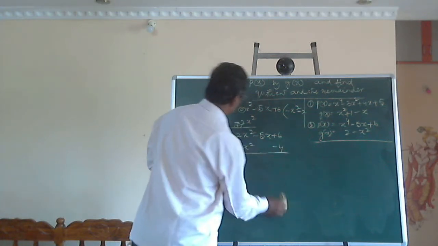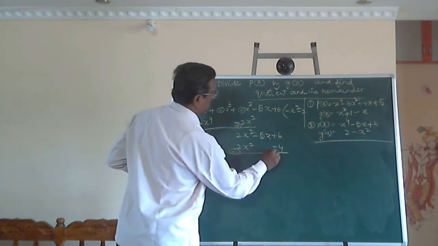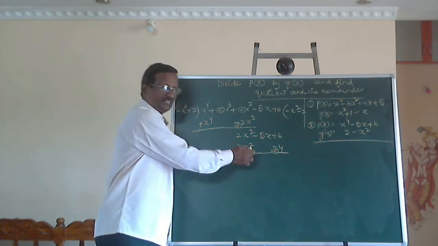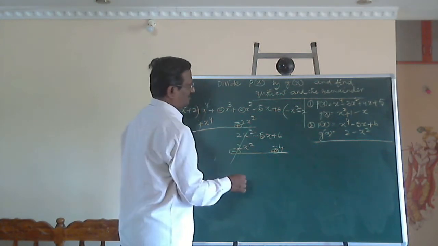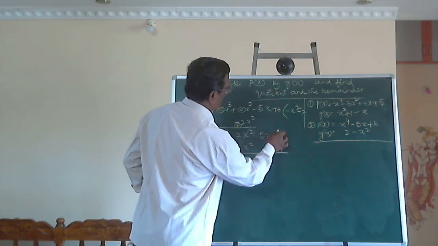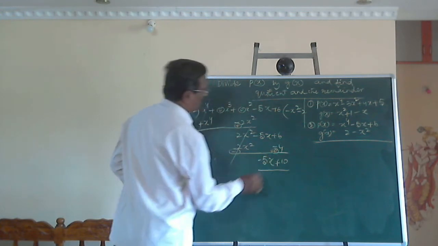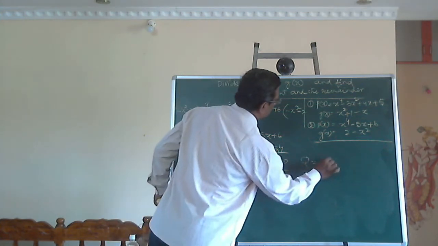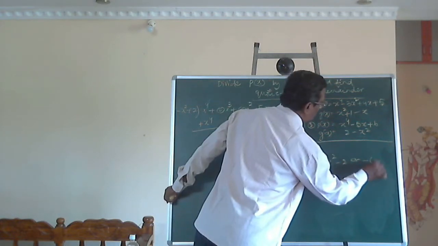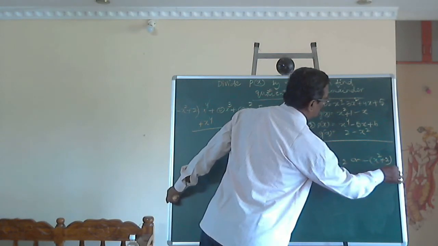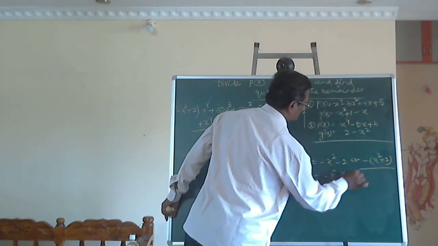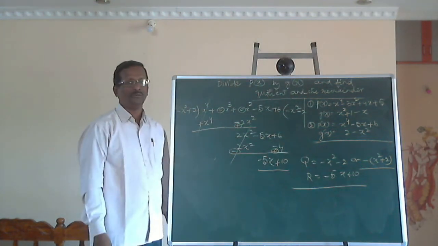Now when you do subtraction, after changing the sign, subtraction means addition with opposite sign. Change the sign and then do addition. This is getting cancelled. Minus 5x minus 0 means minus 5x. 4 plus 6 is 10. This is the remainder. Quotient q is equal to minus x square minus 2, or we can say minus of x square plus 2. Both are one and the same. Remainder r is minus 5x plus 10. This is how we do the division.